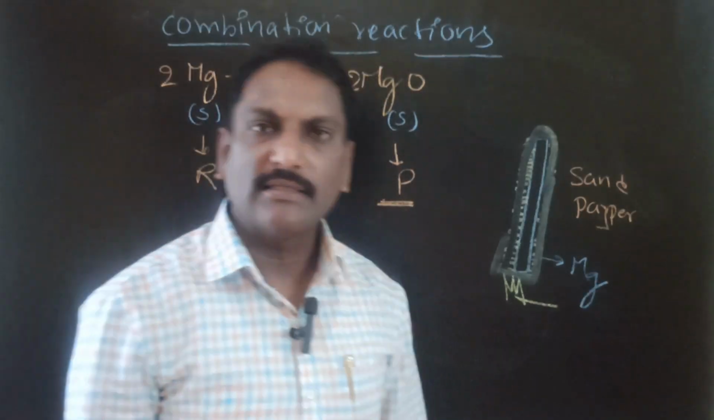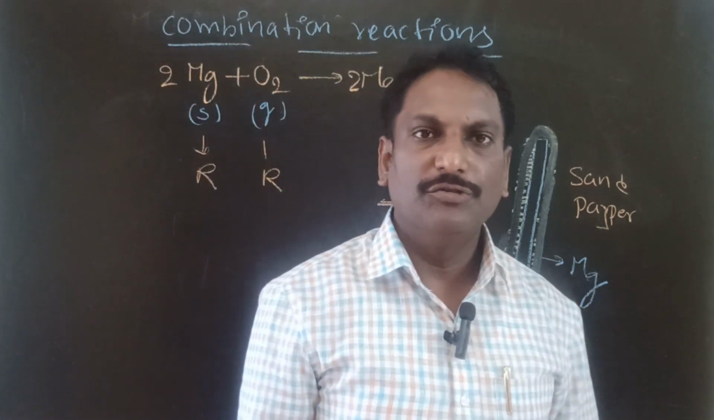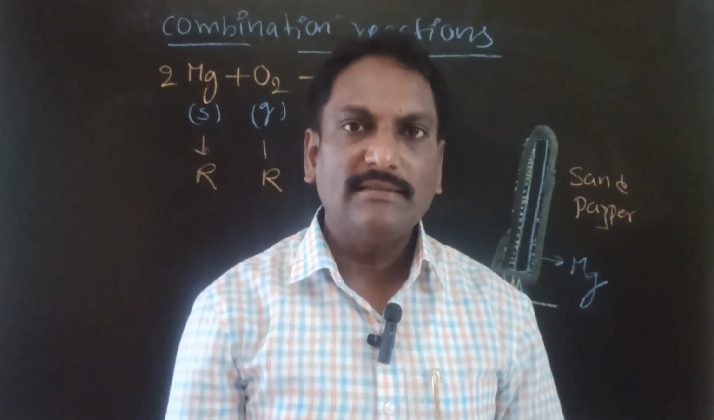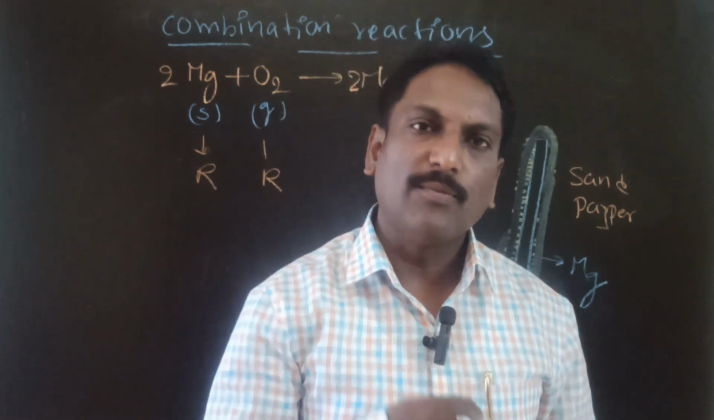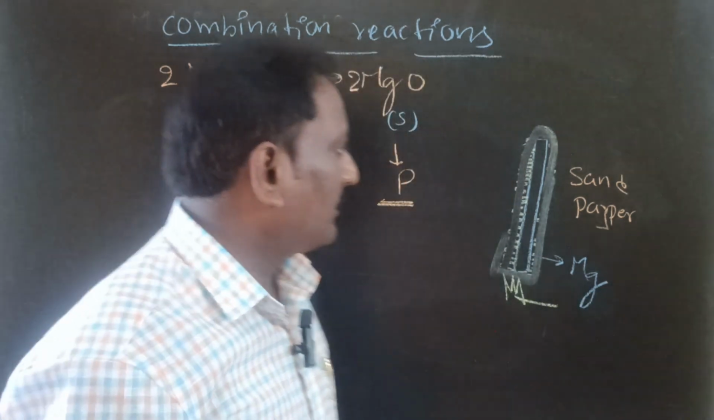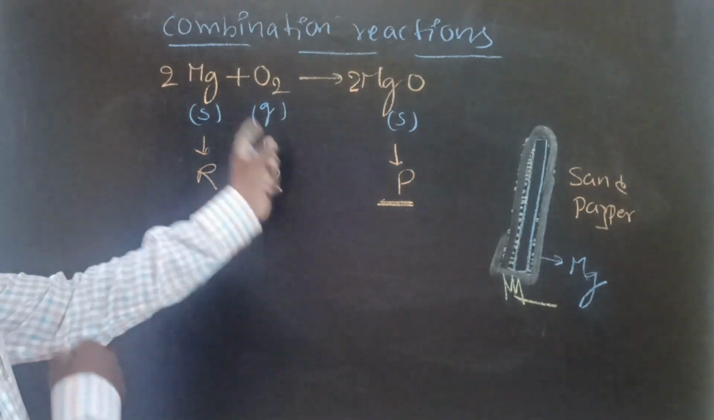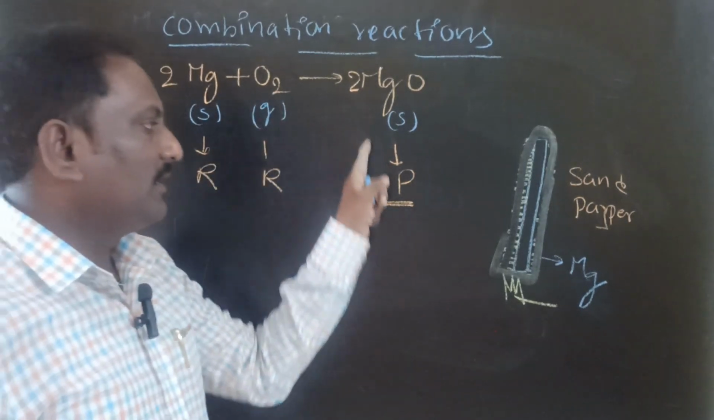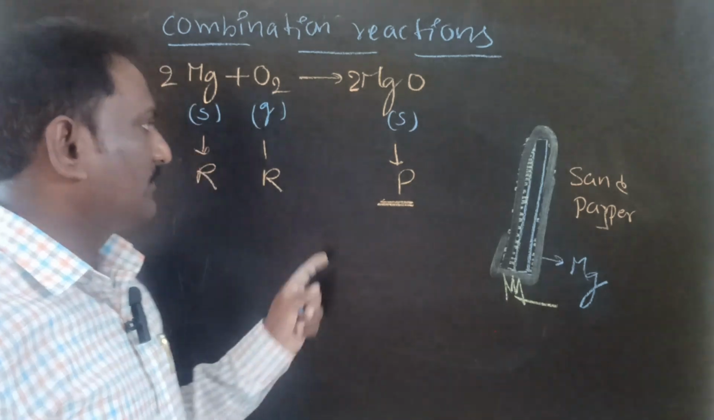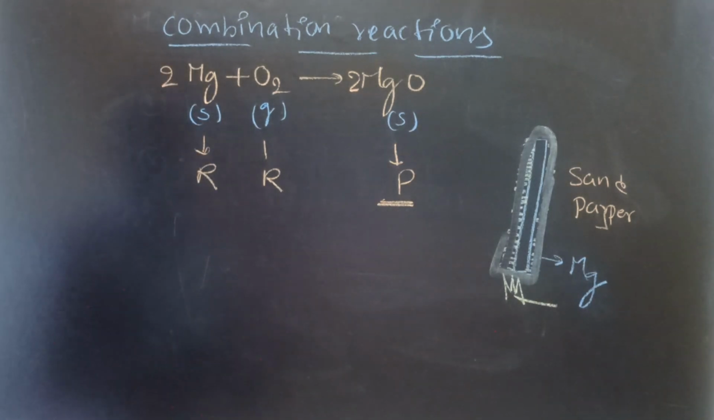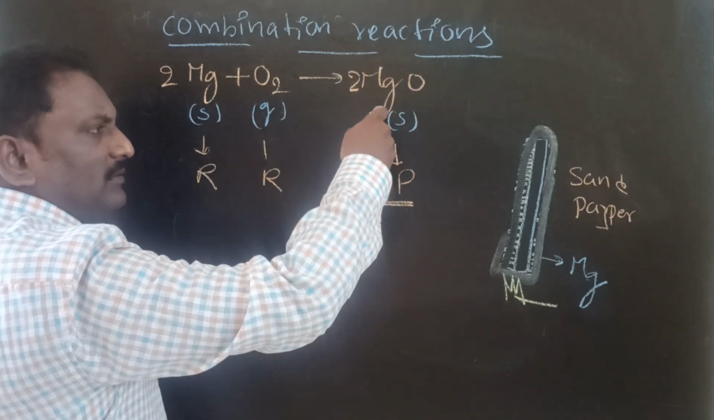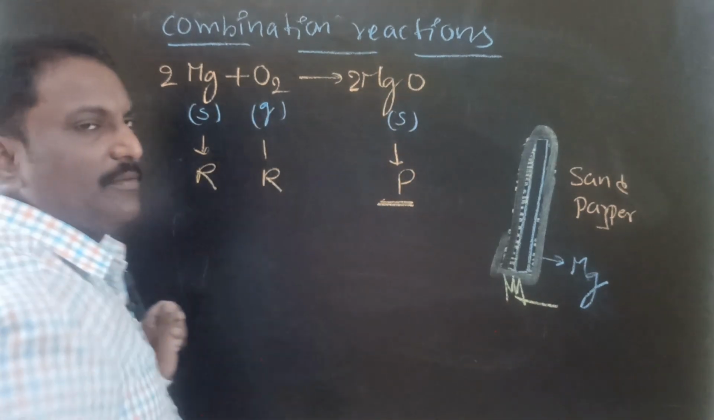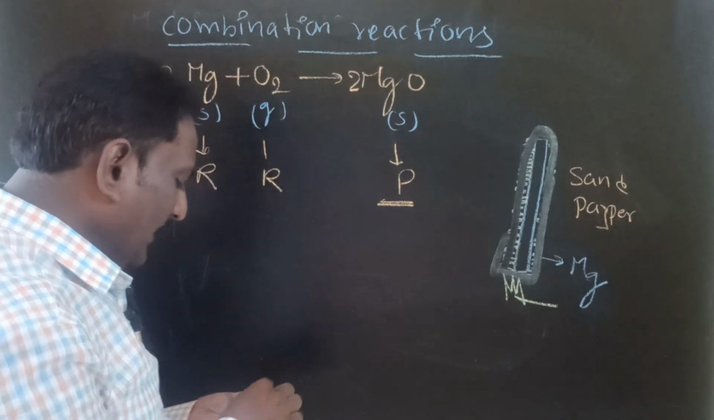What is a combination reaction? Those reactions in which two or more reactants react together, combine together, to give a single product are called combination reactions. Here, the reaction between magnesium and oxygen is considered a combination reaction. Let us take one more example. Magnesium ribbon on combustion will give magnesium oxide, which is a white color powder.